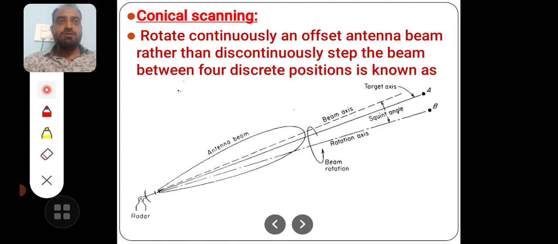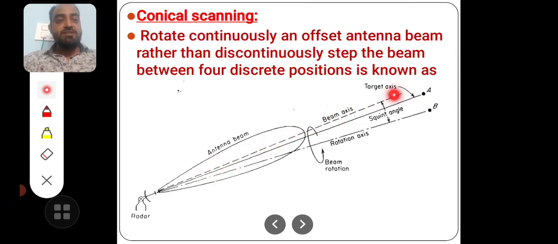In sequential lobing, we used to switch the antenna beams sequentially, which is a tough task. To overcome that task, what we did here is we rotate the antenna beam. This is the target axis. A is the target axis and B is the rotation axis. And the beam axis is the center one, which is passing through the highest peak point of the beam.